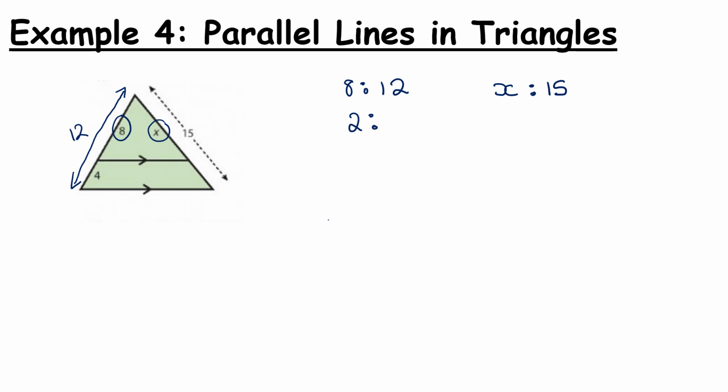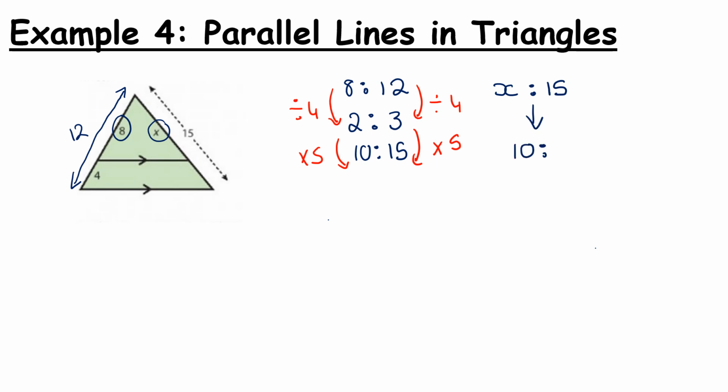So let's break this down. This gives us 2:3. If I want to make this 15, I'm dividing by 4 on both sides, and then I'm going to make the right-hand side a 15, so I'm going to multiply by 5 on both sides. And that gives us 10 is to 15.